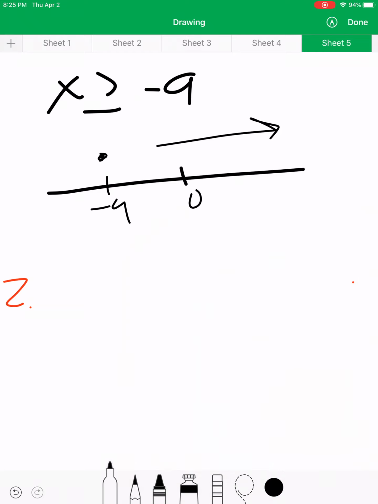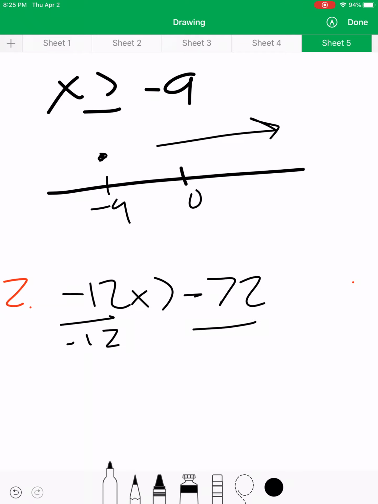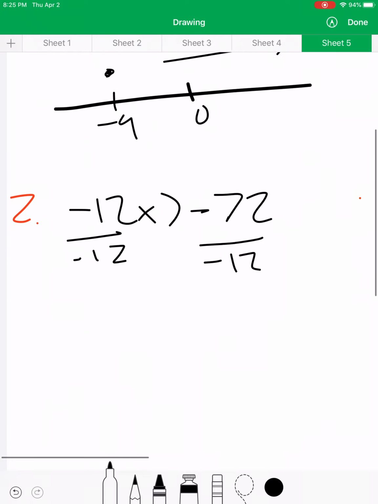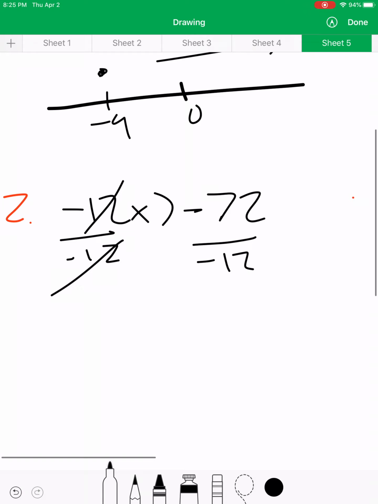Number 2, negative 12x is greater than negative 72. So I divide by negative 12, divide by negative 12. Now, hopefully y'all remember, if I divide by negative, my inequality sign changes direction. So now x is less than or equal to negative 72 divided by negative 12, positive 6.